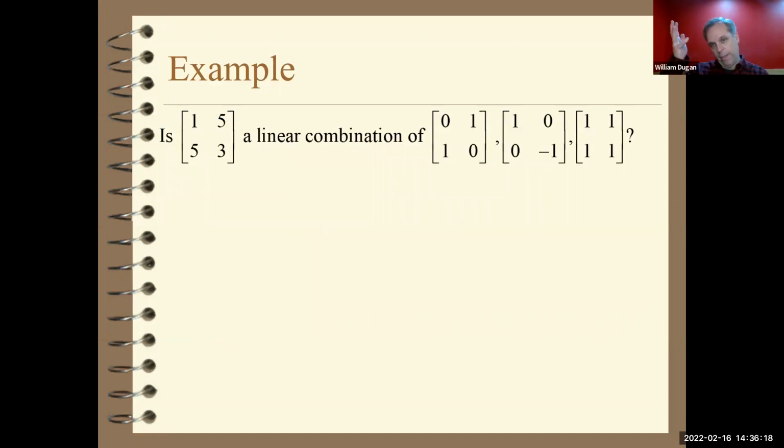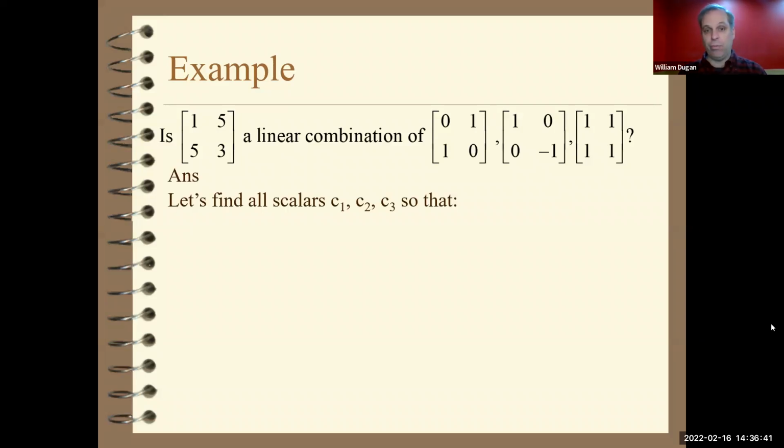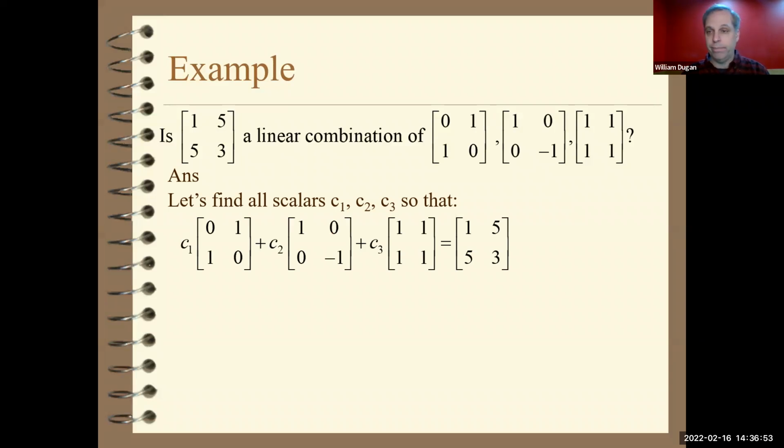So just as an example, I want to know, is the matrix 1, 5, 5, 3, reading across the rows like that, a linear combination of these 3 matrices? Well, we have to find out if there is some linear combination of those 3 matrices that adds up to the matrix 1, 5, 5, 3. So let's just go ahead and try to find some scalars where it works. And if we can't find scalars, then it is not a linear combination of those 3 matrices. So let's try to find scalars C1, C2, and C3 so that this is true.